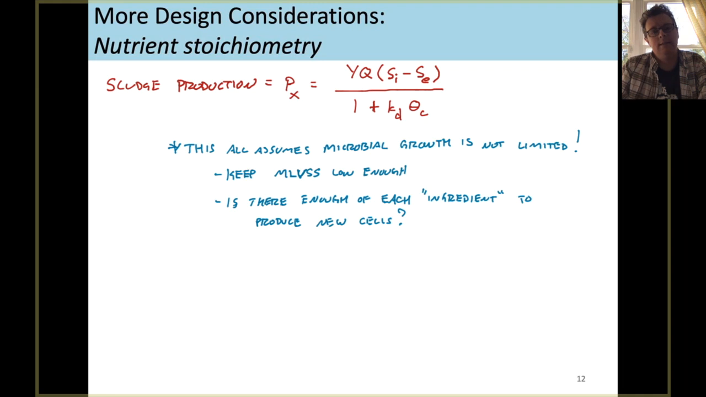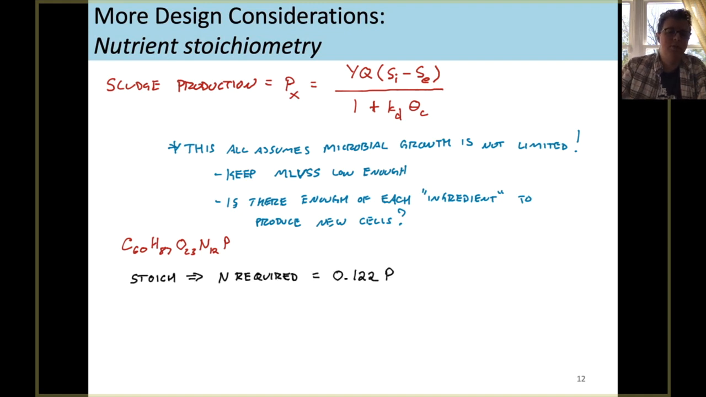We do this in a few ways. One is we design for a mixed liquor volatile suspended solids concentration that's low enough to keep us out of that range where we expect to hit the carrying capacity and slow down the growth. Additionally, we do like to check and make sure that there's enough of each of the major nutrients required for those microbes to actually produce new biomass. And so if we take a typical microbial biomass of approximately 60 carbons to 87 hydrogens to 23 oxygens, 12 nitrogens to 1 phosphorus, you could think of that as sort of a Redfield ratio for microbial biomass in these basins.